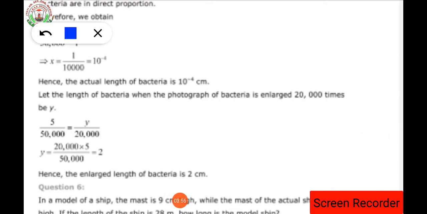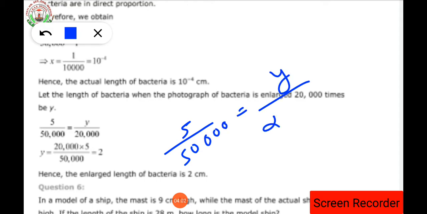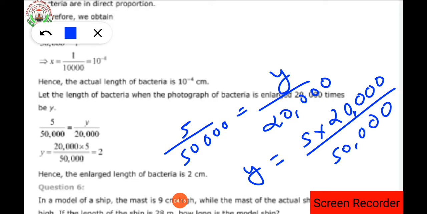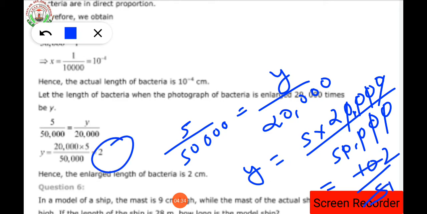So solving that equation, 5 upon 50,000 is equal to y upon 20,000. We are going to take the value of y as 5 into 20,000 upon 50,000, isn't it? Now cancel the zeros, 1, 2, 3, 4, four zeros will get cancelled. Here 5 into 2 will be multiplied, that is 10, and the last denominator 5 is left. So what will the answer be? The answer will be 2. Have you understood up to here? So in this way you have to solve.